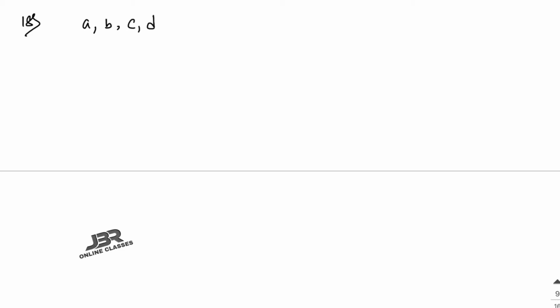Now as the first three numbers form an arithmetic sequence, that means you can write 2b is equal to a plus c. And now next, the last three numbers, that means b, c and d, form the geometric sequence. So that means you can write c square is equal to b into d.